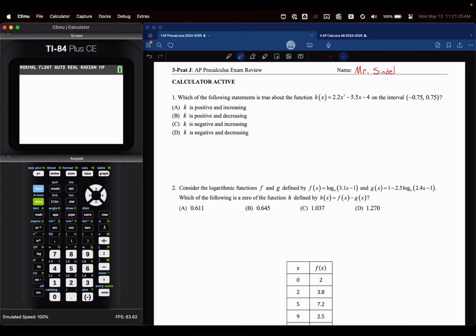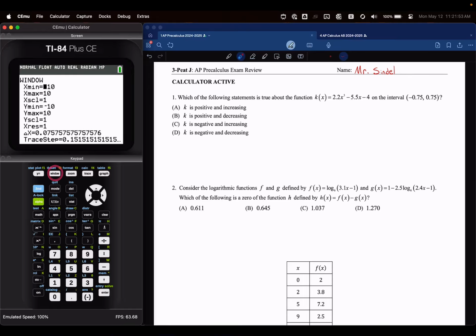In number 1, we have our function, and we're looking to see what's happening on the interval between negative 0.75 to 0.75. If we just graph this thing, we can tell which of these things it is. So I'm going to my y equal to button, and I'm going to type in 2.2 x to the power of 3, then move down so I can enter minus 5.5 x, then minus 4. So I have my equation ready to go.